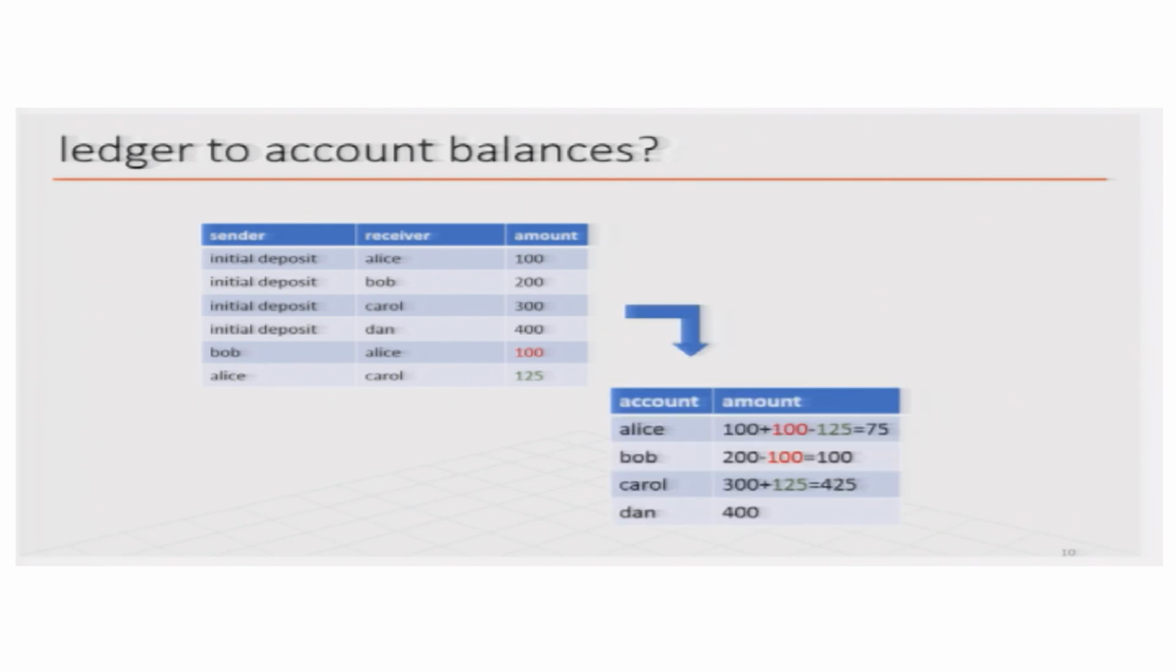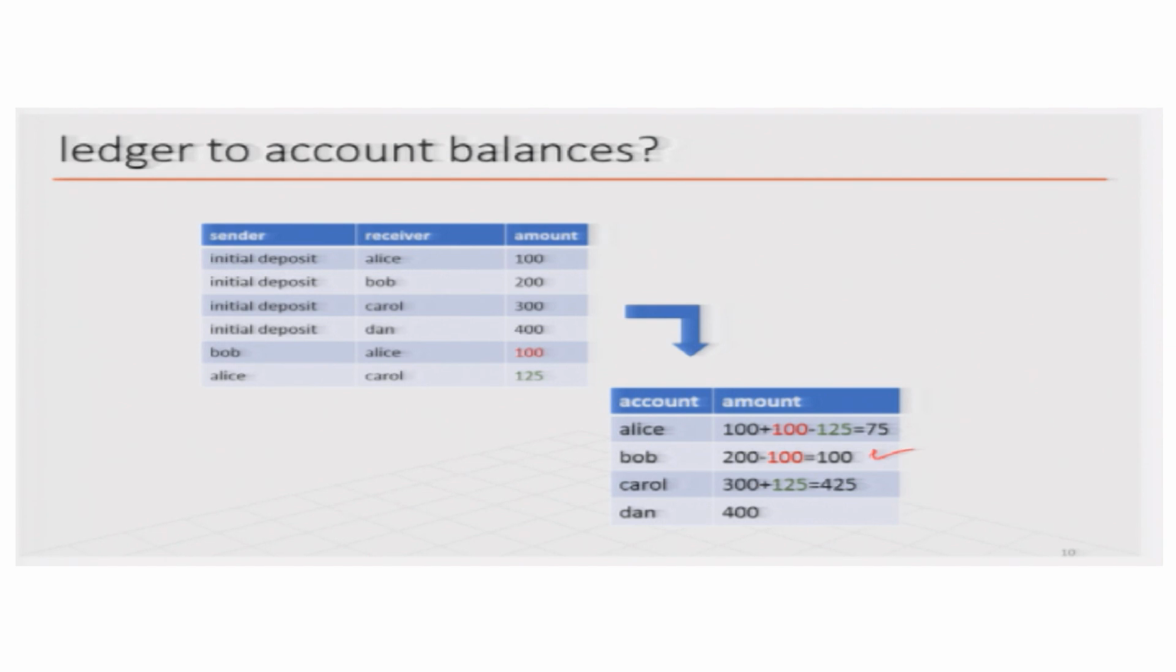So, I can actually see that Alice initially deposited 100, then she got another 100 from Bob, then she gave 125 to Carol. So, her final balance at the end of this transaction is going to be 75, whereas if you see Bob, he has given 100 to Alice, and initially he had 200. So, now he has 100.